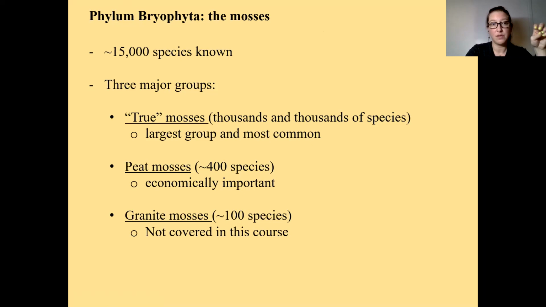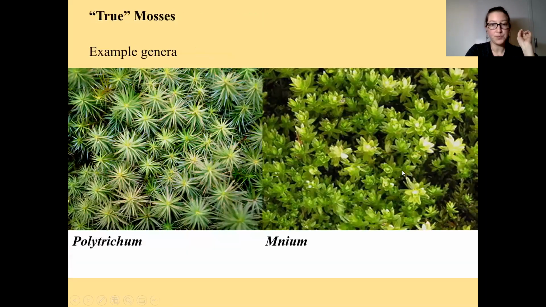Of those, the majority of them are what are called true mosses, which we'll talk about a little bit today. There's also peat mosses, which we use in certain types of economy. And then granite mosses, which we're not going to talk about at all. Okay, here are some examples of the true mosses.